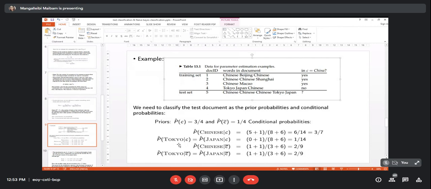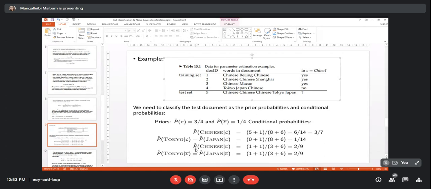So let us find the conditional probability for Tokyo in China class. So 0 plus 1 divided by 8 plus 6. This remains the same because 8 is the document length for China class and 6 is the number of unique terms in the vocabulary. So 8 plus 6, so 1 divided by 14.